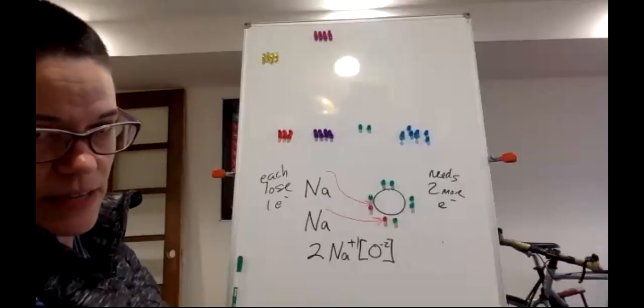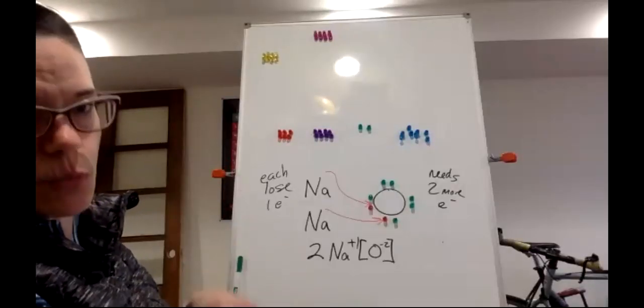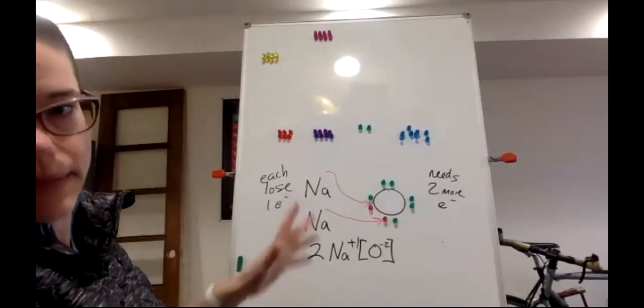So, Miss Baskin, you wouldn't put plus for the sodium. You wouldn't put +2 because you've already said that there's 2 of them. So you would just put 1. Yes. So each one is a +1, but there are 2 of them.